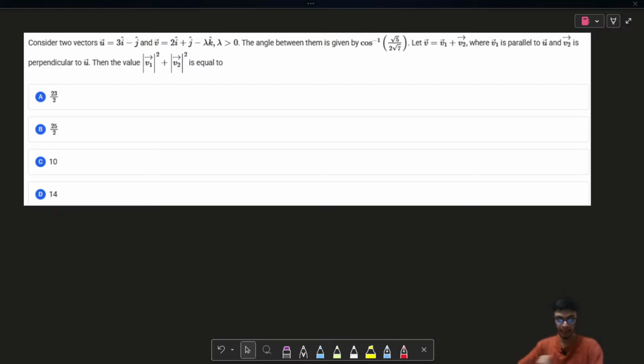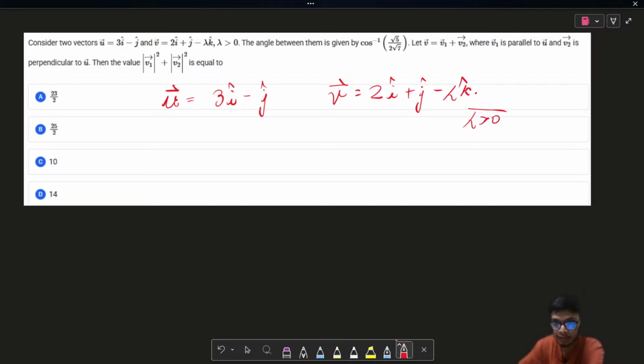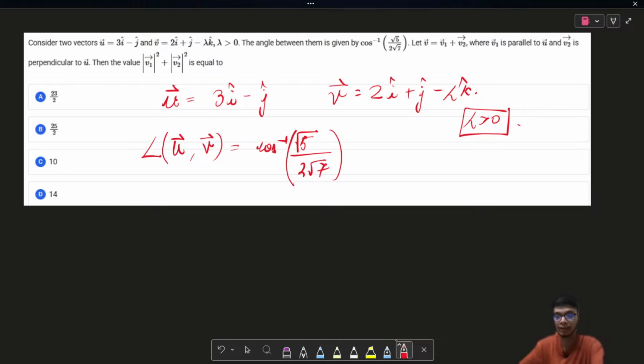Okay, so if you try to analyze this problem again, over here we can see that I have my u vector, which is given as this, and my v vector is given as 2 i cap plus j cap minus lambda times k cap, right? This is the statement for u and v vector, where lambda is a positive quantity. And it is said that the angle between u vector and v vector is cosine inverse of root 5 upon 2 root 7. Okay.